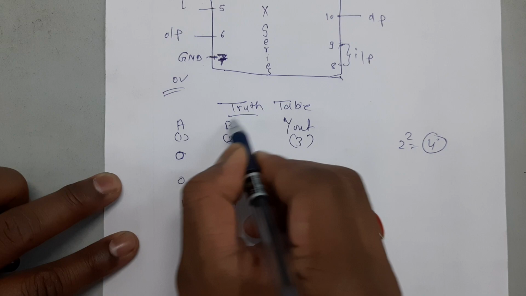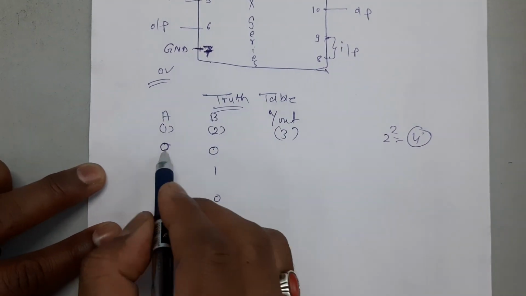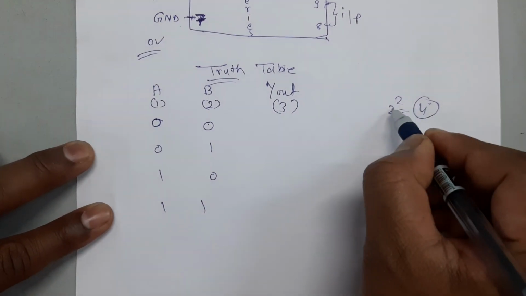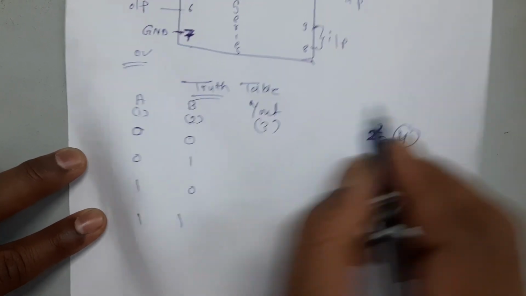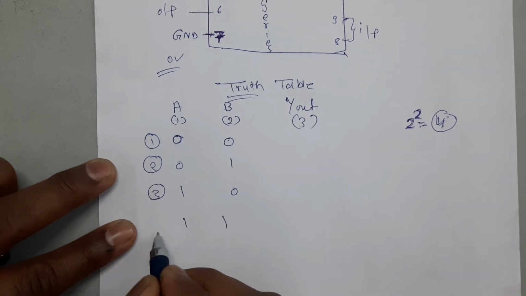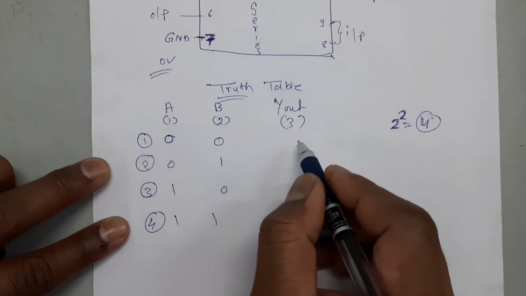As the name indicates, it always says a truth like this. So this is a truth table. 0 0, 0 1, 1 0, 1 1. How? Because two inputs are there, so the maximum possible combinations are 2 raised to 2, which comes out to be 4. So this is my first combination, this is my second, this is my third, and this is my fourth combination.